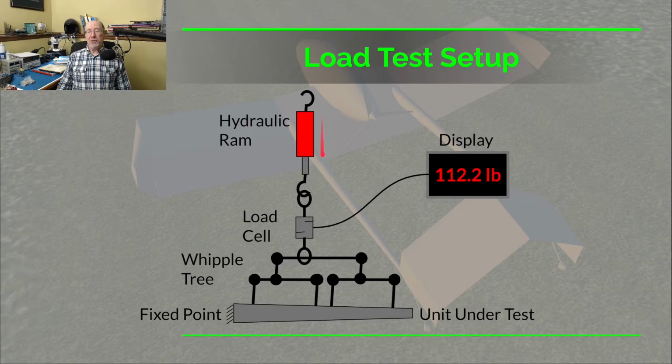And then I'm going to use a hand-actuated or pumped hydraulic ram that'll be attached to a gantry or something like that that I can pull on with the hydraulic ram. That hydraulic ram will then apply the load to the cell, which applies it to the Whipple Tree, and then the Whipple Tree applies loads to our wing or whatever it is we're testing.